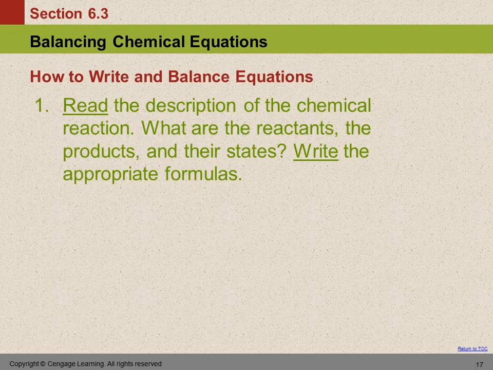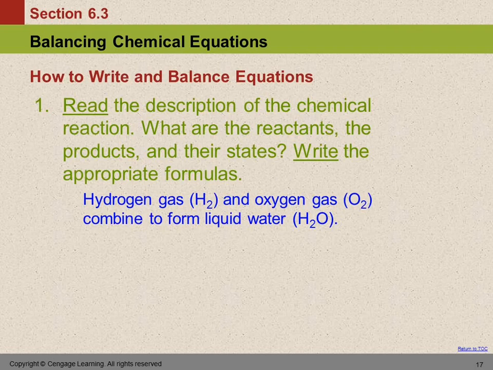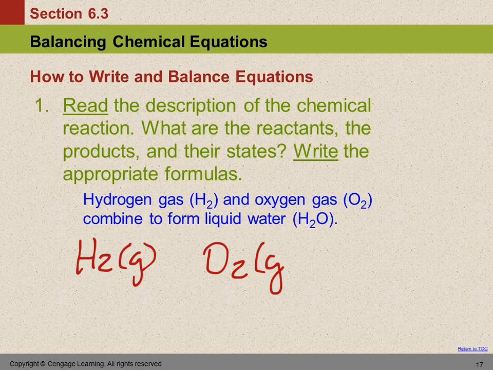So here are steps for writing and balancing equations. First of all, read the entire description and ask yourself, what are the reactants? What are the products? What are their states? And then write down the appropriate formulas. So here's an example. Hydrogen gas and oxygen gas combine to form liquid water. And this one, they're being nice, and they're actually giving us the formulas. So you're going to write down hydrogen gas and oxygen gas and liquid water.